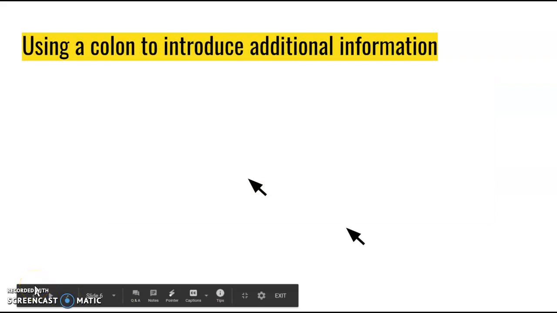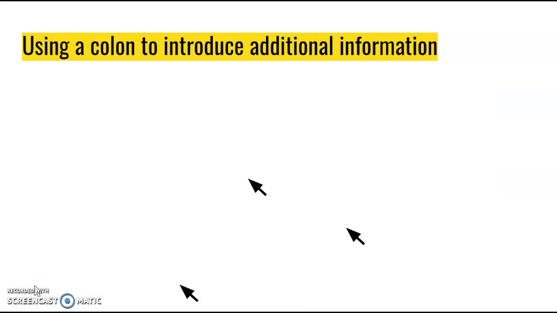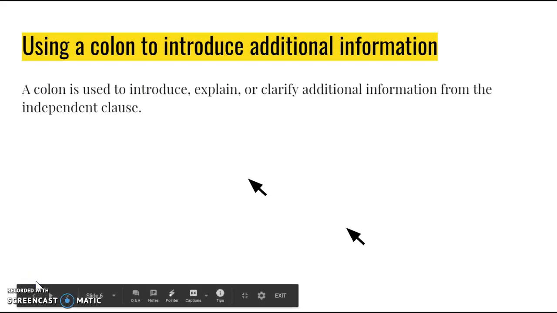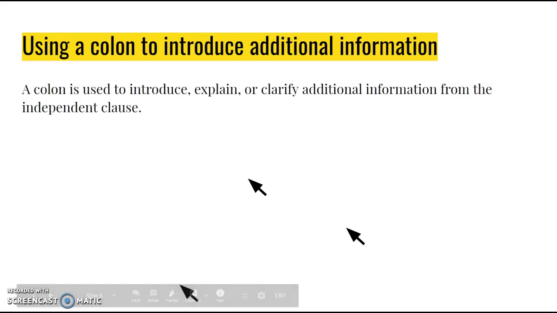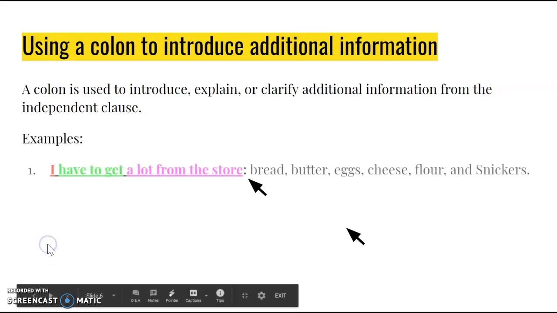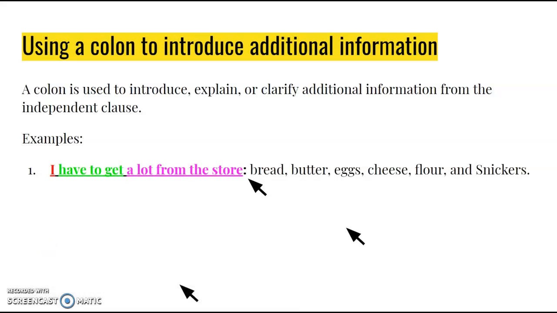So now we want to talk about how a colon is used to introduce additional information. A colon is used to introduce, explain, or clarify additional information from the independent clause that comes before it. For example, I have to get a lot from the store. That is an independent clause. I is our subject, have to get is our verb, and a lot from the store helps complete the thought.